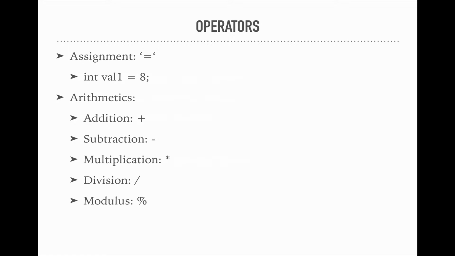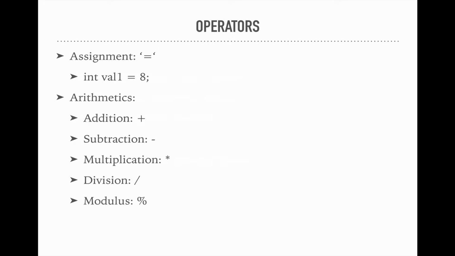Okay, now let's talk about operators. Today I introduce to you two kinds of operators, assignment and arithmetic. For assignment, we use the single equal sign. We use assignment when we want to assign a value. For example, we have int var1 equals 8. So now var1 has the value of 8. Next, we have arithmetic. In Java, we can do arithmetic operations for addition, subtraction, multiplication, division, and modulus.